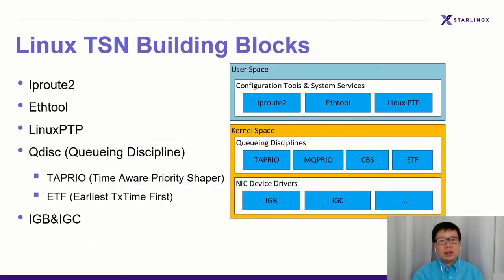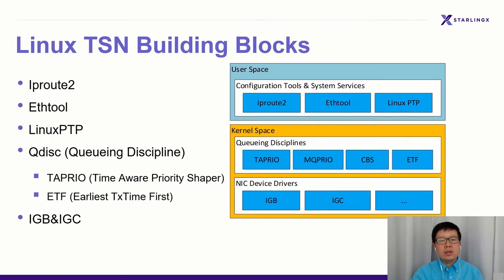Linux already has many supports for TSN. In user space, there are some utilities. The package iproute2 includes a set of utilities. For example, the utility ip can be used to create and config Linux VLAN network. tc can be used to config qdisc. ethtool is a utility to config the behavior of Ethernet network interface cards.